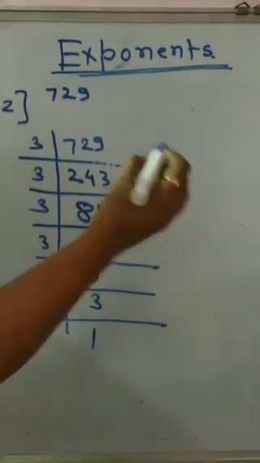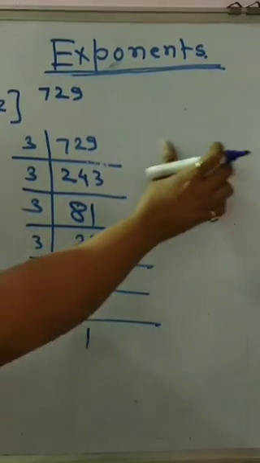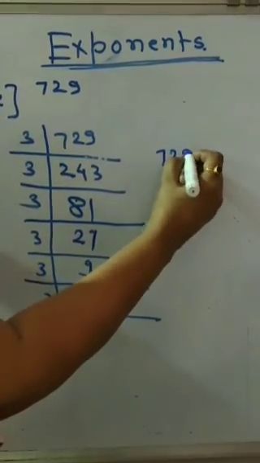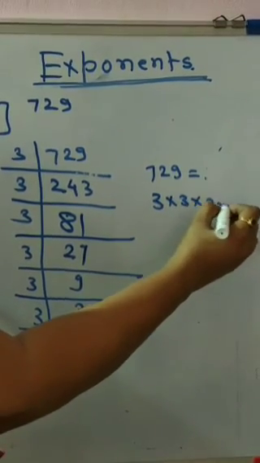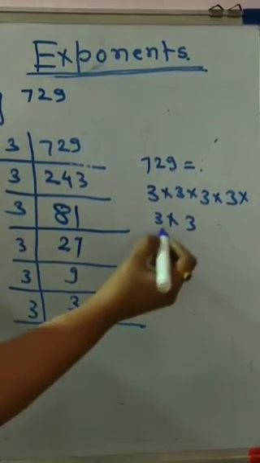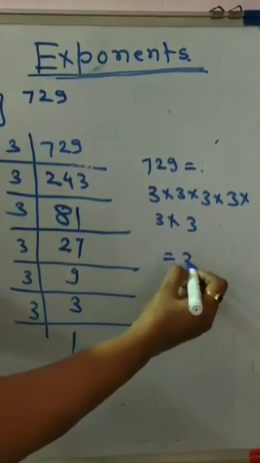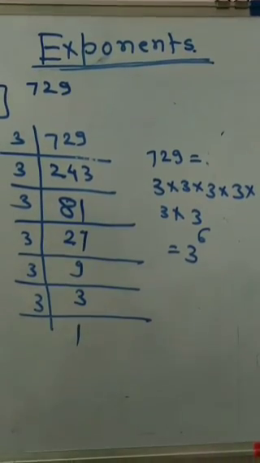Therefore, how many times are 3? 1, 2, 3, 4, 5, 6. 729 is equal to 3 into 3 into 3 into 3 into 3 into 3. How many times? 6 times. Answer is 3 raised to 6. It is the exponential form of the number 729.